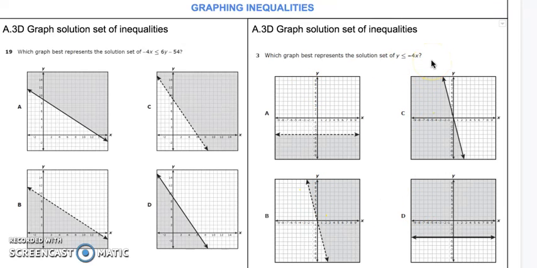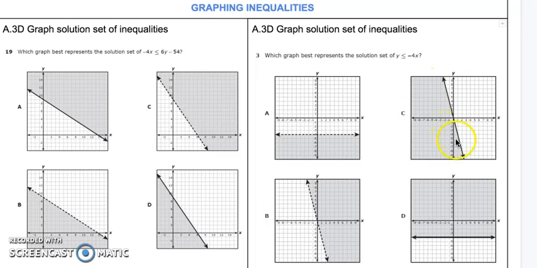So one thing I noticed before I graph it, though, is that it's asking which graph best represents the solution set of y is less than or equal to negative 4x. With that less than or equal to symbol, that tells us that our line should be either solid or dashed. Take a minute to think if you think it should be solid or dashed.